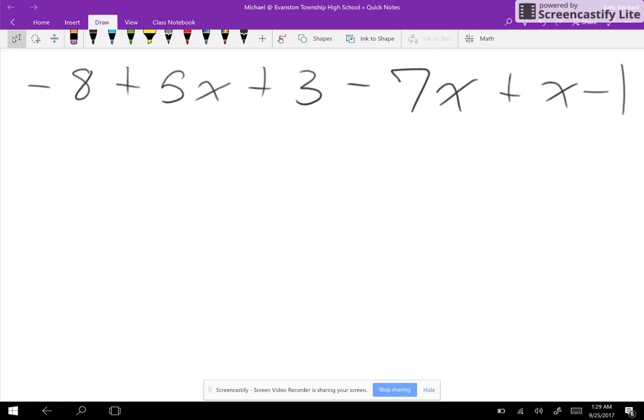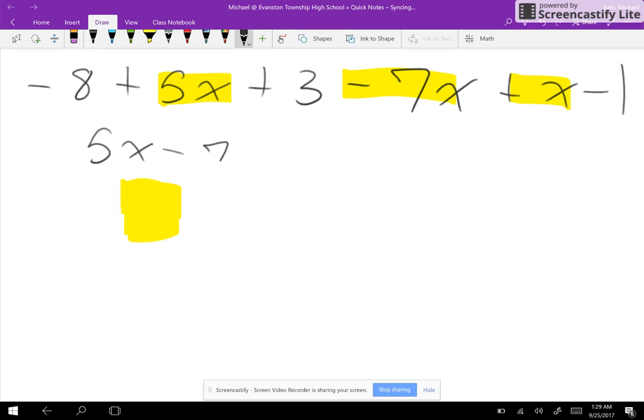So, let's see. I have a positive 5x, a negative 7x, and a positive 1x. Combining those, we had. Or actually, let's rewrite these. And when we rewrite expressions, the ones with the x, the ones with the variables, usually come first, and then the ones that don't have the x's go afterwards.